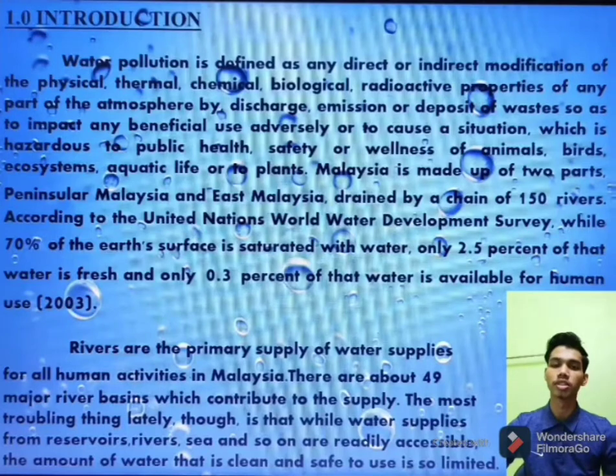Today I want to explain my part, which is the introduction to water pollution. So what is water pollution? Water pollution is defined as any direct or indirect modification of the physical, thermal, chemical, biological, radioactive properties of any part of the atmosphere by discharge, emission or deposit of waste, so as to impact any beneficial use adversely or to cause a situation which is hazardous to public health, safety or wellness of animal, birds, ecosystem, aquatic life or to plant. For example, the river that has water pollution such as Galing River in Pahang.